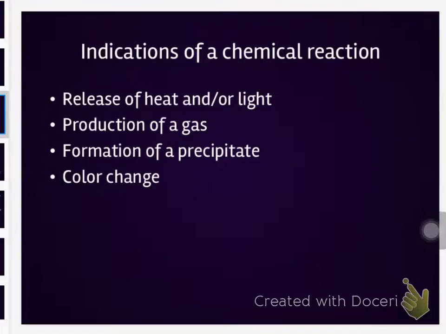So 4 basic indications of a chemical reaction: release of heat or light, production of a gas, formation of a precipitate. So you guys all know heat or light. You know production of a gas. Several of you said bubbles. And you know color change. If something changes color, there's a good indication that a chemical reaction has occurred. The thing that is not quite as clear when people get to chemistry is this one, formation of a precipitate.